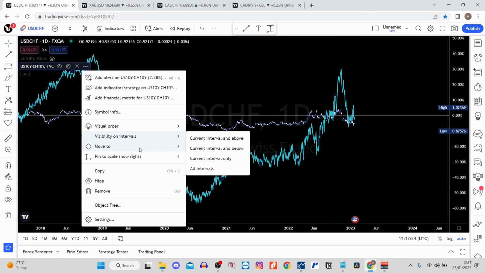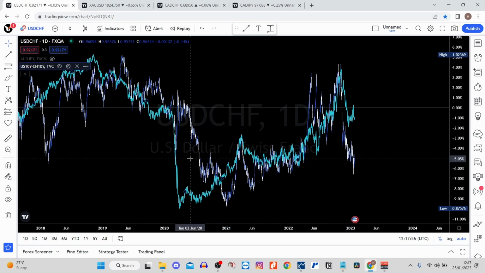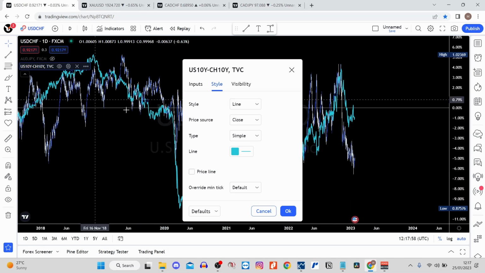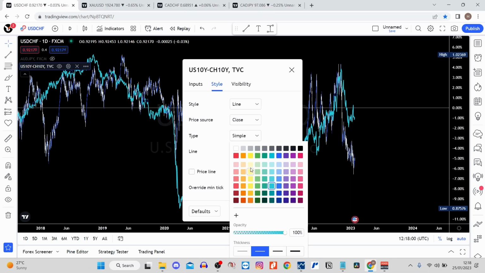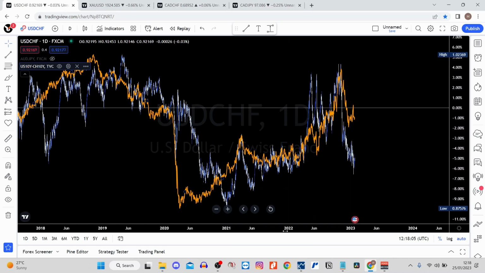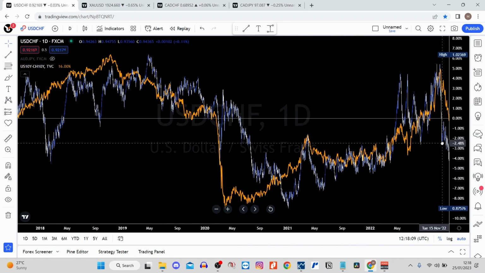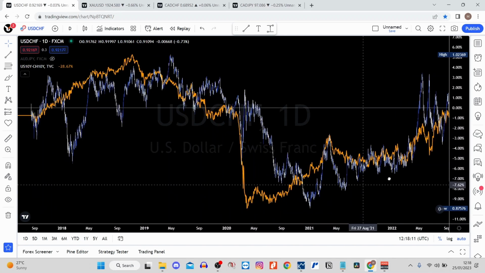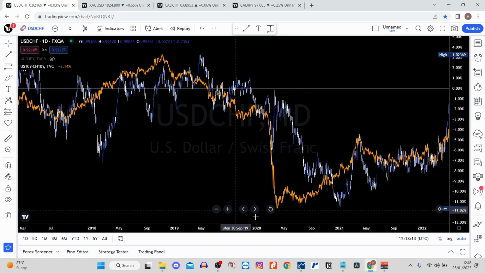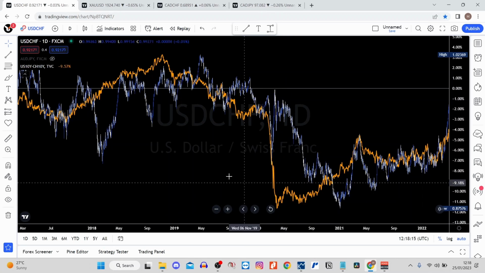Again, we're just going to pin it to the left of the chart, or to no scale. Change the color to something that is visible to yourselves. And you can see the relationship is actually quite interesting in terms of giving you an idea of where value lies.